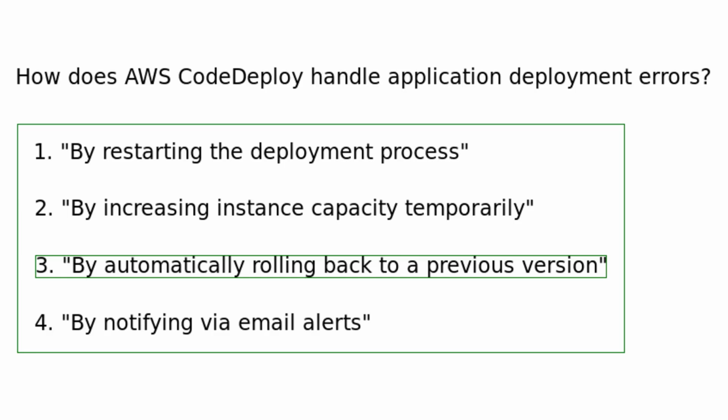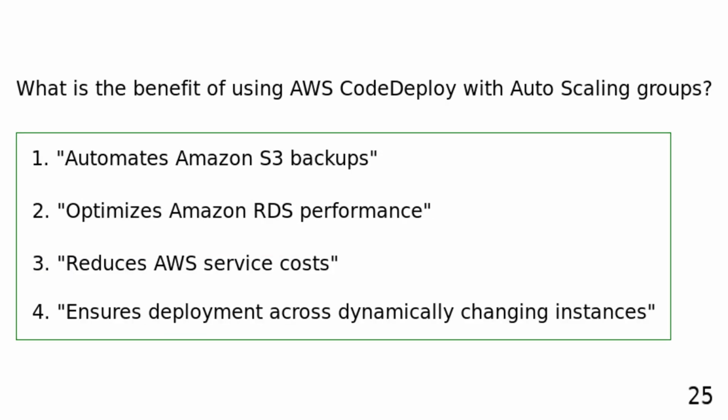What is the benefit of using AWS CodeDeploy with auto-scaling groups? Automates Amazon S3 backups. Optimizes Amazon RDS performance. Reduces AWS service costs. Ensures deployment across dynamically changing instances. AWS CodeDeploy with auto-scaling groups ensures deployments across dynamically changing instances.